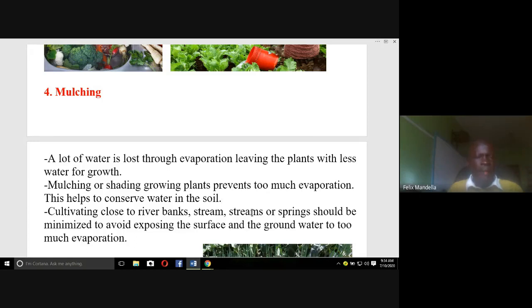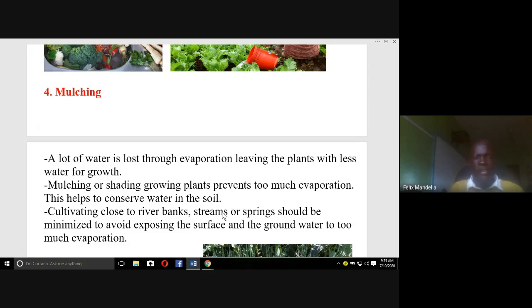And we are being told again, cultivating close to riverbanks, streams, or springs should be minimized and, if possible, should be avoided to avoid exposing the surface of the groundwater to too much evaporation. Farmers should not cultivate, because when you cultivate along riverbanks or streams or springs, you expose the water that is underground.